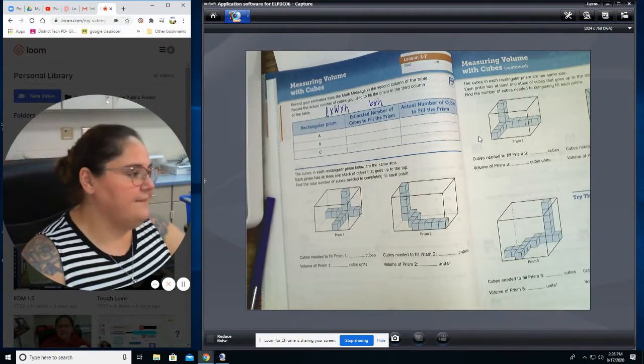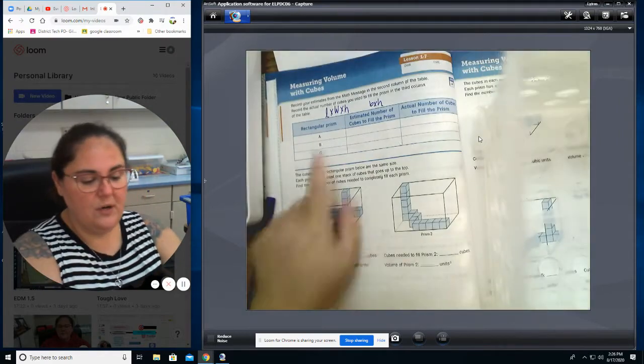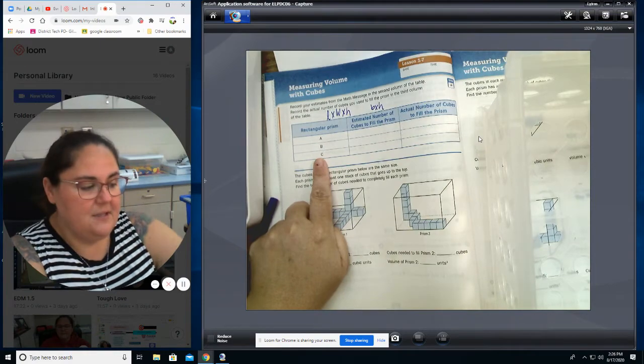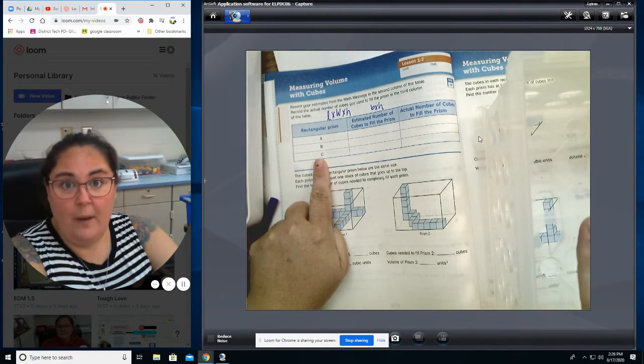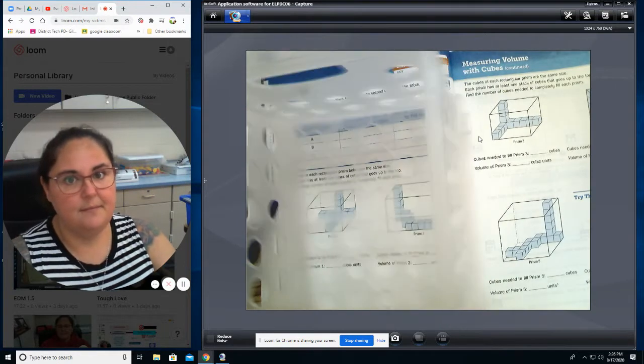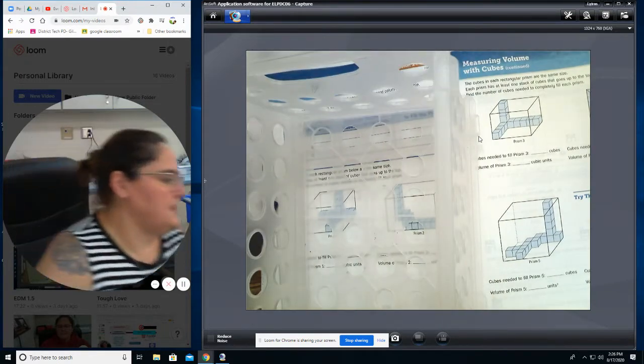So in order to find volume, we are going to start working today on length times width times height. In a shape like this, it is easier to do it that way. Trying to find the base and fill up the entire base would take a long time. So we're going to just do length times width times height.